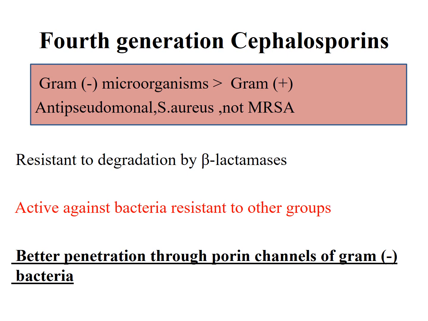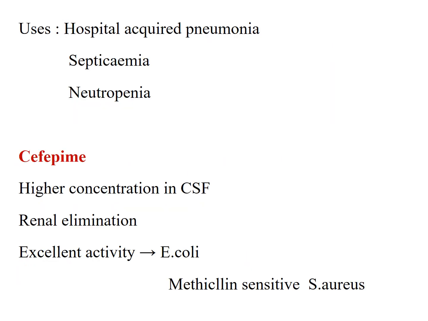This group has better penetration through the porin channels of gram-negative organisms. That's why they are better active against gram-negative organisms. These agents are preferred for hospital-acquired pneumonia, septicemia as well as neutropenia. We have two members in the fourth group, cefepime and cefpirome.